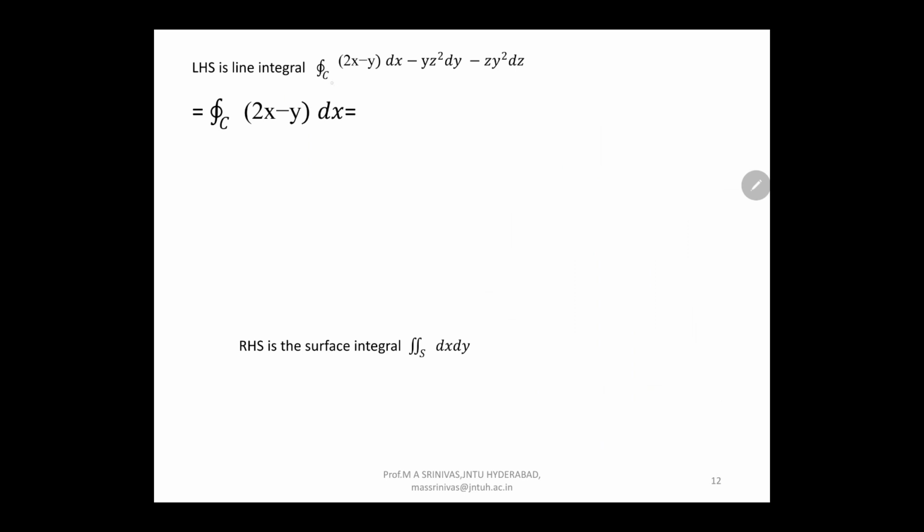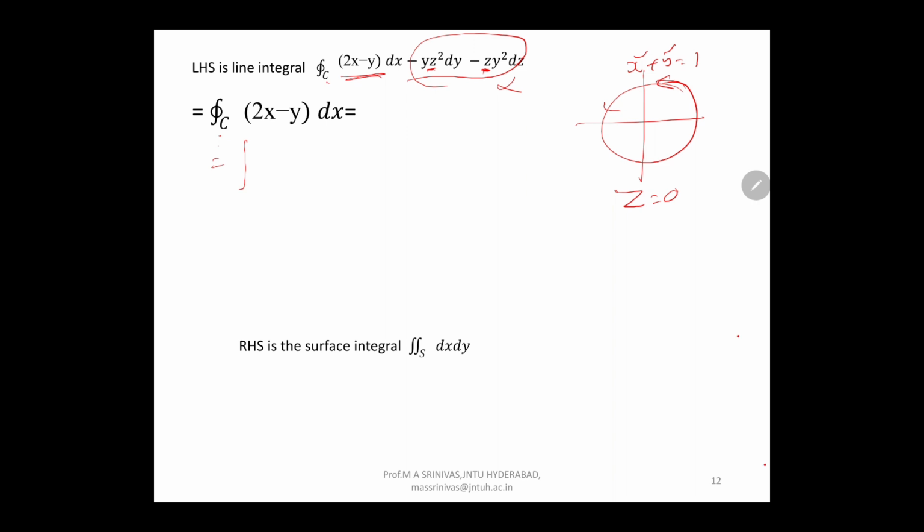So where is C? C is on the xy plane, because on the xy plane z is 0. Therefore, because of this z, these two vanish and only this will remain. What is the C? C is this circle. What is the equation of the circle? X square plus y square is equal to 1. I need to evaluate it.